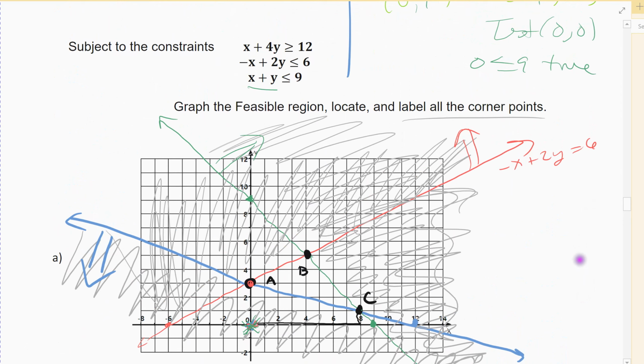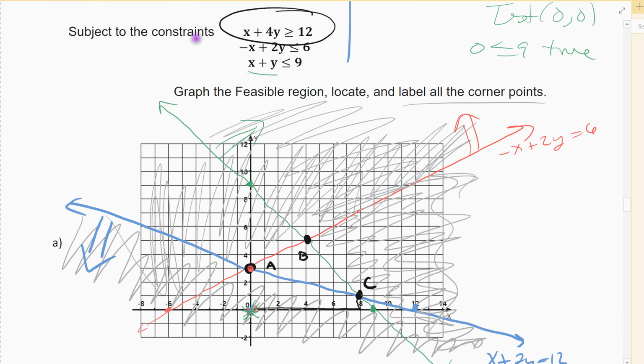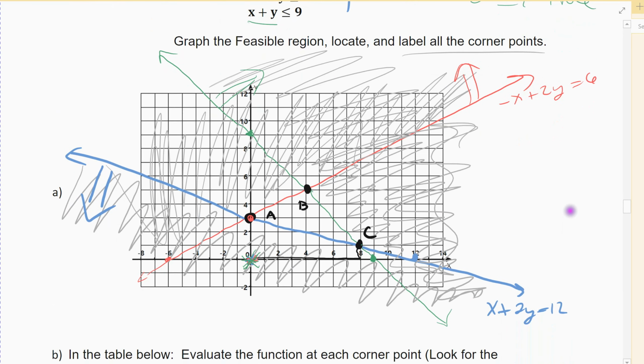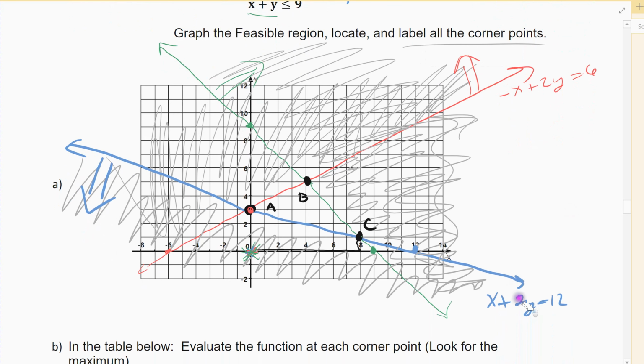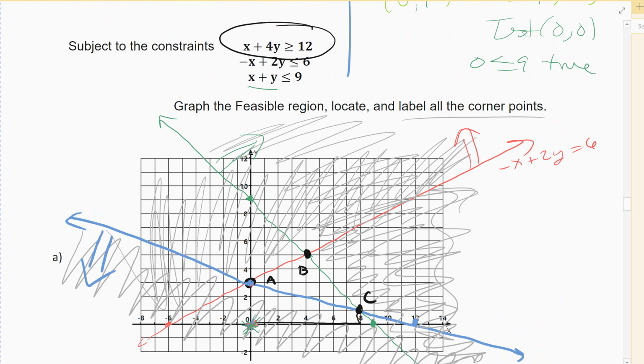I wrote it down wrong. That's why it doesn't check. It should check. I wrote down 2y instead of 4y here. Always go back to the originals because it really is easy to do that. Make sure I wrote the rest of them down right.